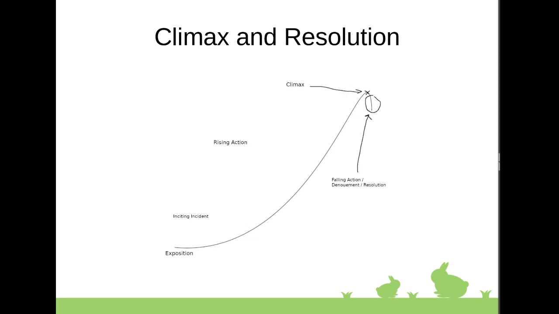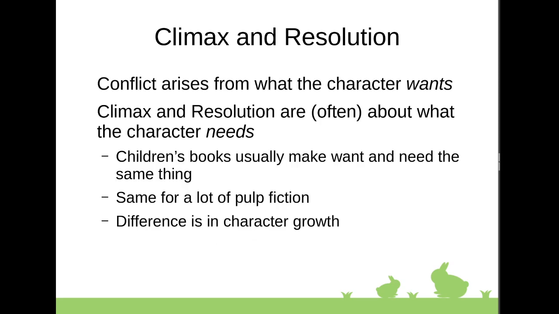Now, at the climax and during the falling action for this story, our character does not get what he wants. In fact, we're told, more or less, that it is impossible for our narrator to get what he wants. So, if you think about climax and resolution, the conflict of the story, the thing that makes the tension build, is what the character wants. But climax and resolution are more often, in literary fiction, in the fiction that we're going to be reading in this unit, about what the character needs. And this is where that character growth that I talked about before comes into play.